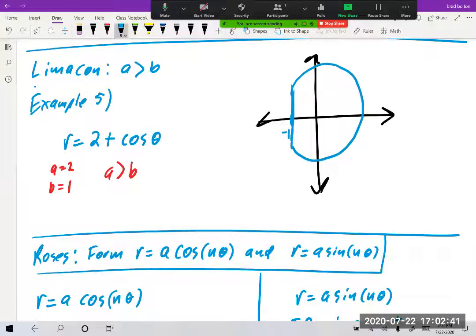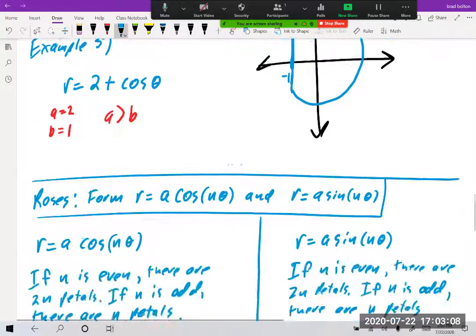Again, we're going to do more with this in a different class, but for now, we're just trying to get comfortable graphing these and identifying these on our calculator. So this is in general how we work. And in general, if you want to find key points, you pick the standard ones: 0, pi halves, pi, 3 pi halves, and so on, things that you know how to graph very well. And that'll help you get key points on a limacon, okay?